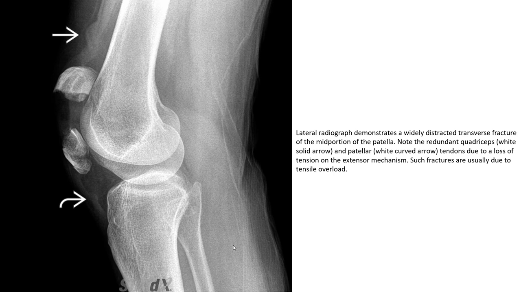This lateral knee radiograph shows a widely displaced transverse fracture of the mid portion of the patella. Note the redundant quadriceps tendon, arrow indicated, and the patellar tendon, due to a loss of tension on the extensor mechanism. These fractures are usually due to tensile overload.